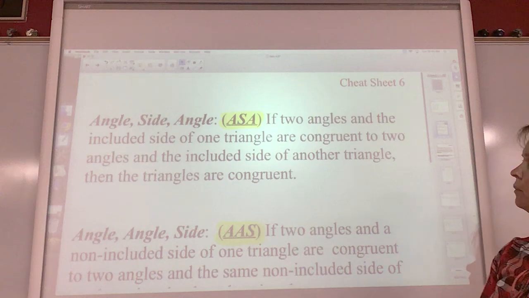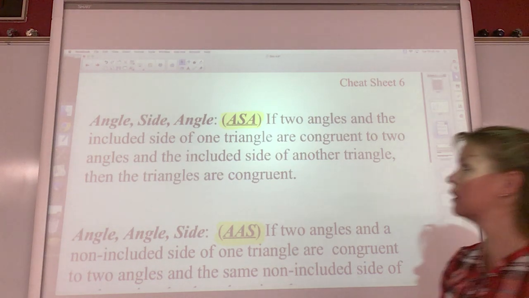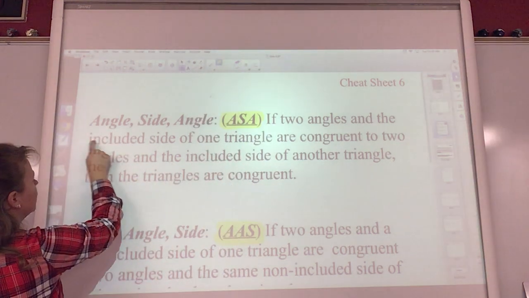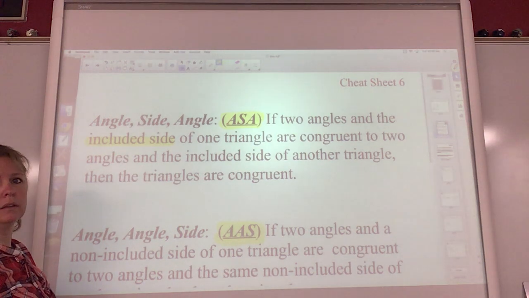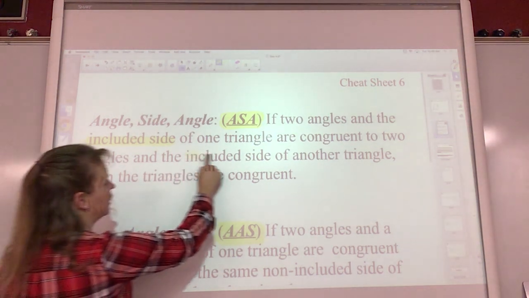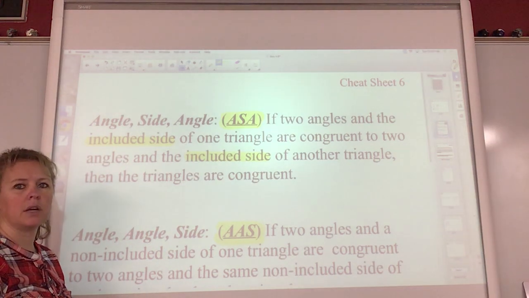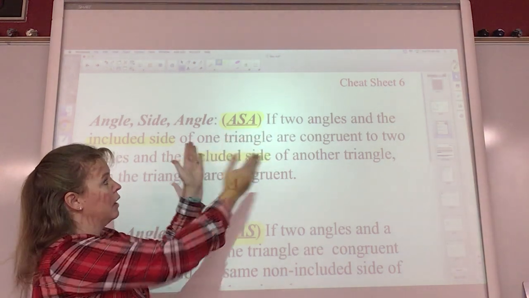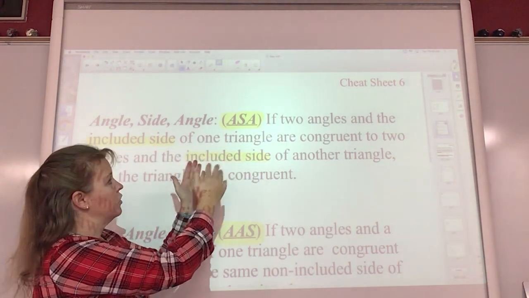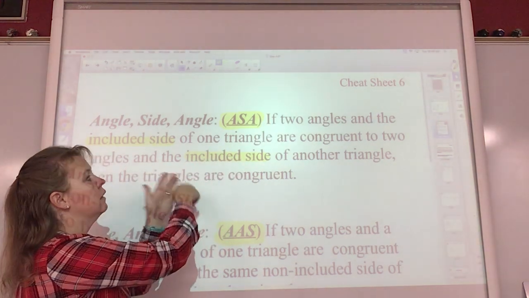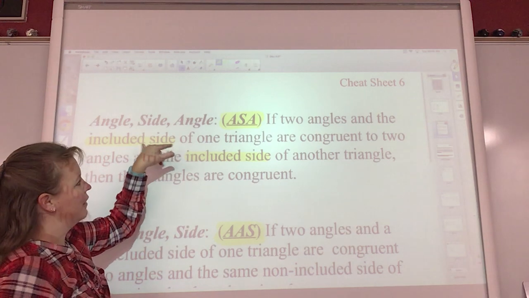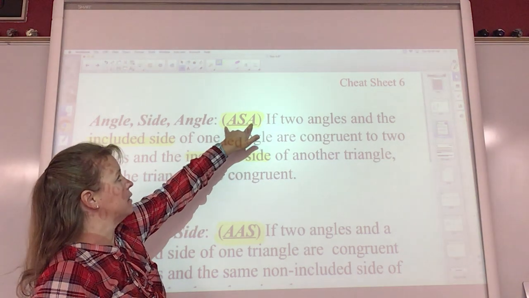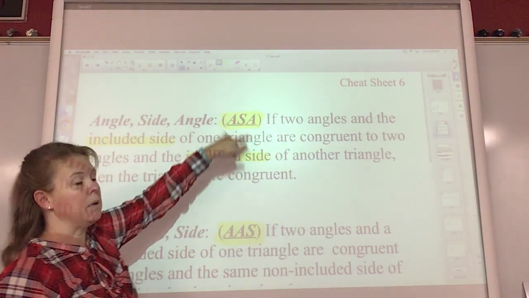Angle, side, angle. If 2 angles and the included side of one triangle are congruent to 2 angles and the included side of another triangle, then the triangles are congruent. That should sound very familiar, but it was side, angle, side, so the word angle and side were interchanged. If 2 sides and the included angle were congruent on one triangle. So now we have to have the included side, meaning if you draw the side that we're talking about, it has to touch both of those angles to be included.